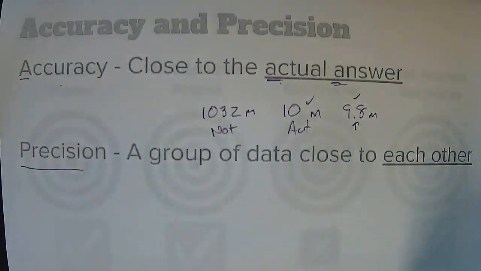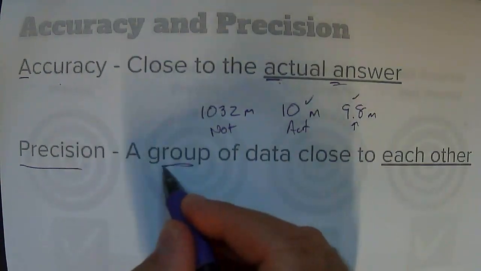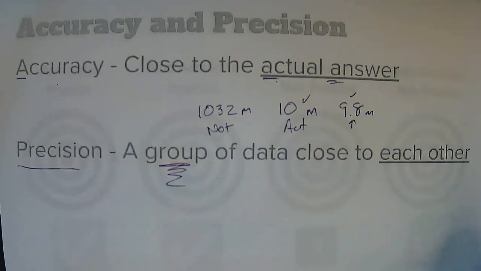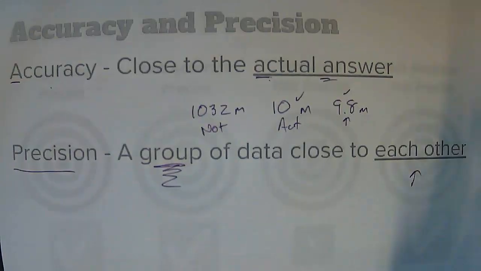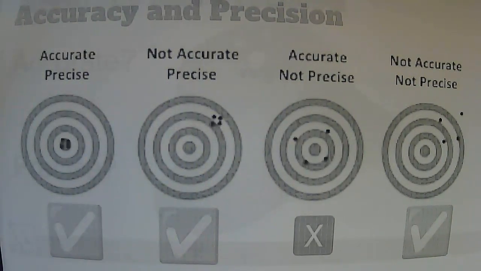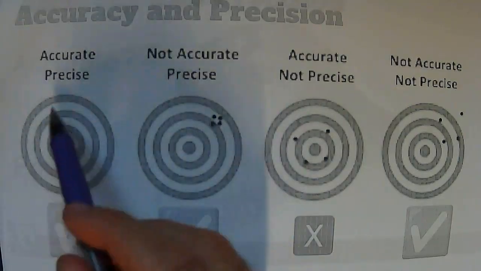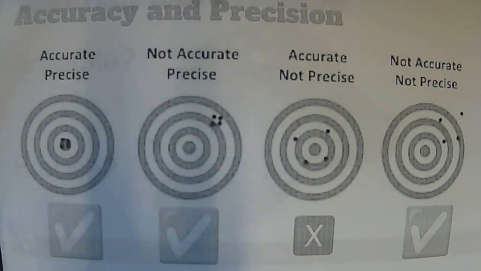Precision, the only way to get precision is when you have a group, and the group of data has to be close to each other. It doesn't have to be accurate, they just have to be close to each other. So the easiest way to discuss accuracy and precision is to imagine a target for shooting arrows or something, okay?